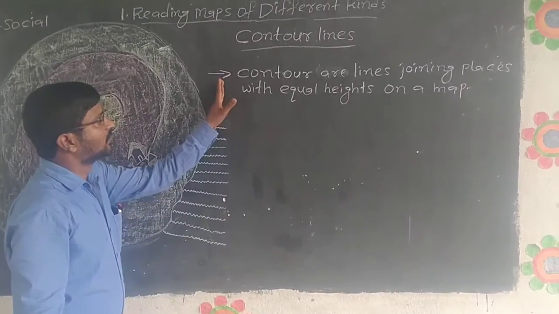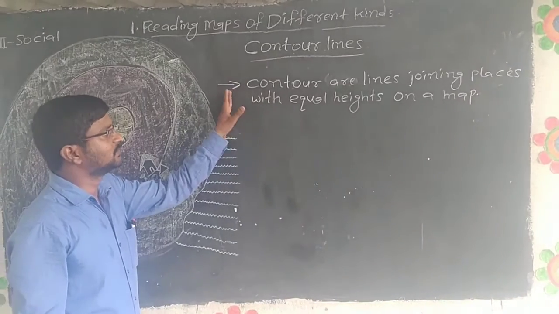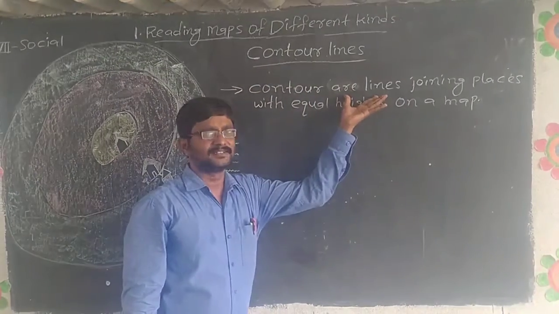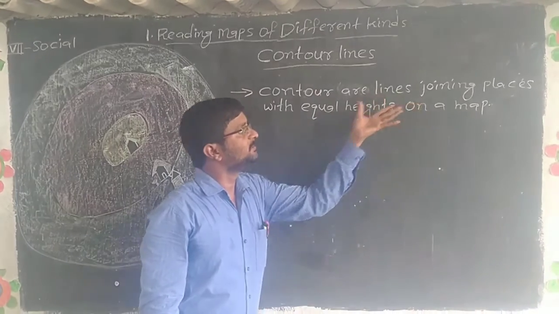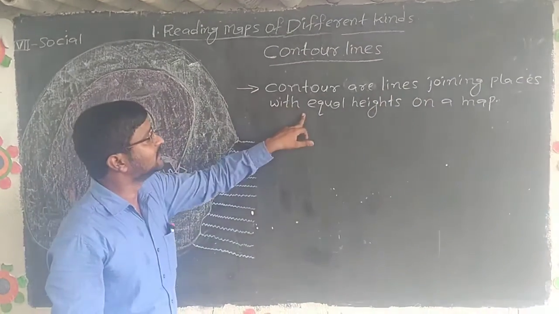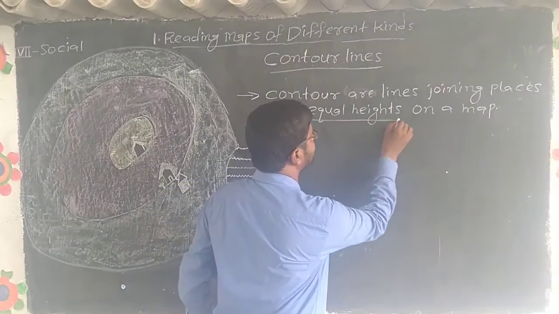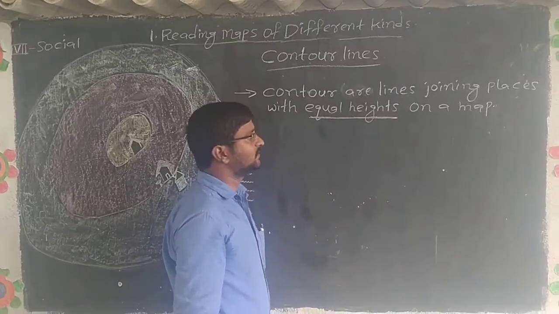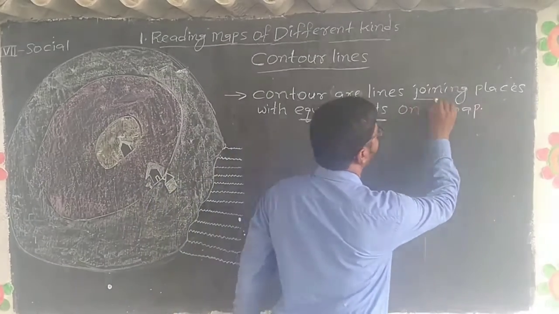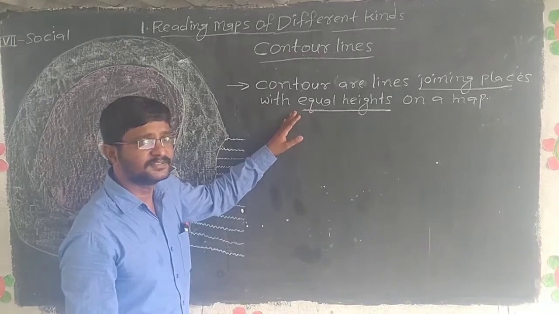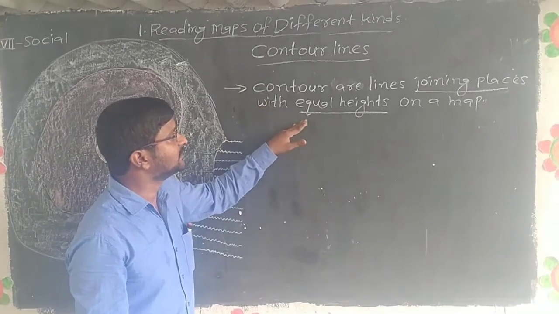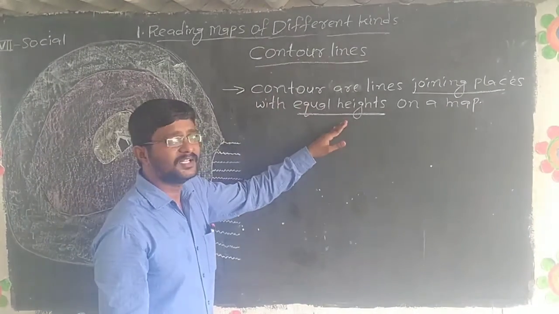So, contours. First of all, what are contours? Contours are lines. What do they do? They join the places with equal heights. So what is the duty of contour lines? They are joining the places. Which places are they joining? They are joining the places which are of equal heights.